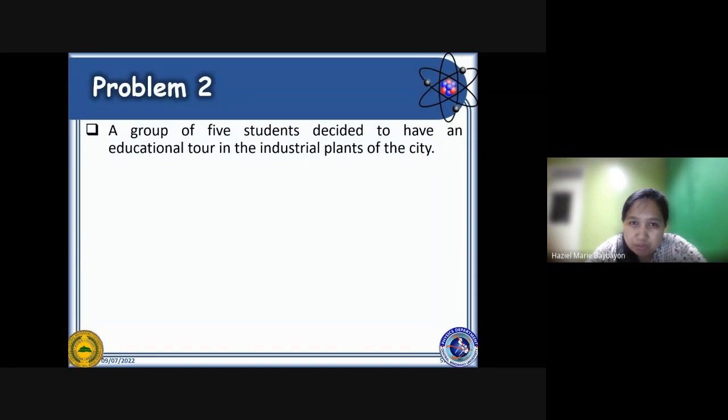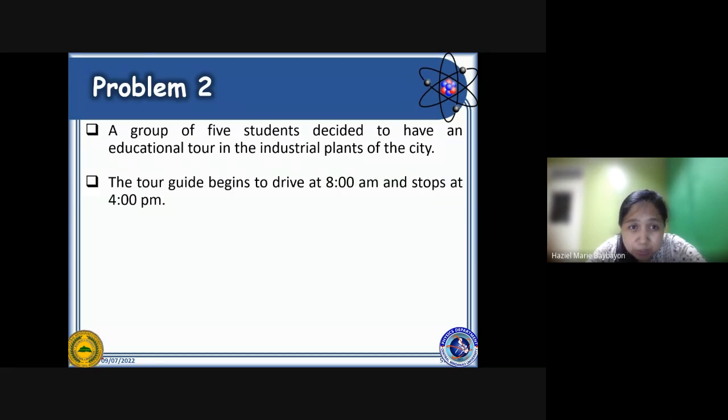A group of 5 students decided to have an educational tour in the industrial plants of the city. The tour guide begins to drive at 8 a.m. and stops at 4 p.m.